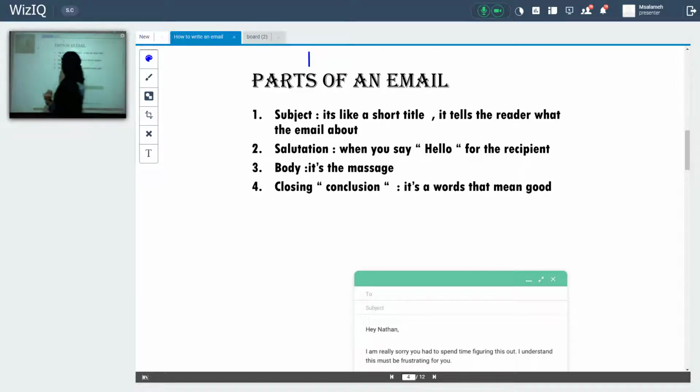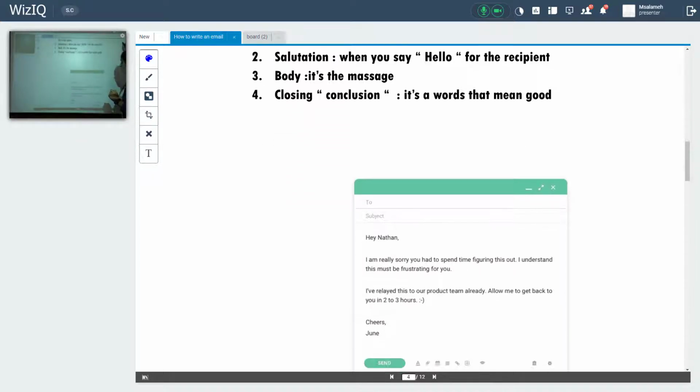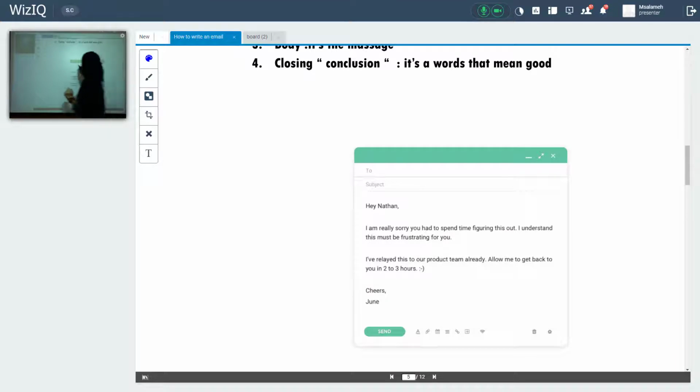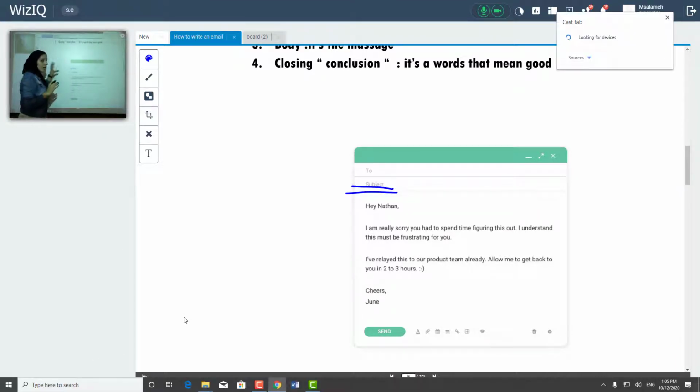Number 1, part of an email. We have a subject. What do we mean by subject? It's like a short title. It tells the reader what the email is about. Look at this example. Every form of an email is electronic, and it's really found in any phone or any computer. The subject, it's the title. The title of what?